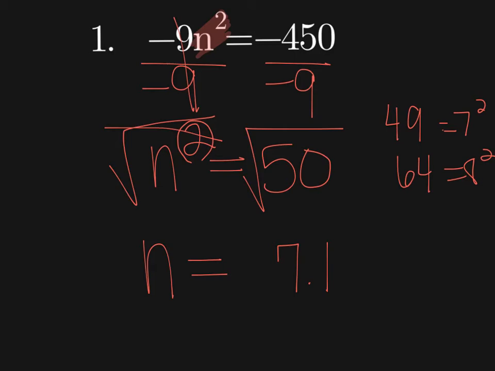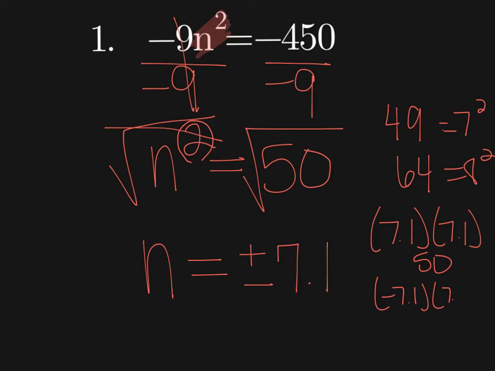Now, whenever we take the square root, we always put plus or minus in front of our answer, because if I square positive 7.1, I'm going to get 50, and if I do negative 7.1, I will also get a positive 50. So you can take 7.1, square it, and get that, and negative 7.1, square it, and still get 50. So again, whenever you take the square root, we're always going to put what's called a plus or minus.